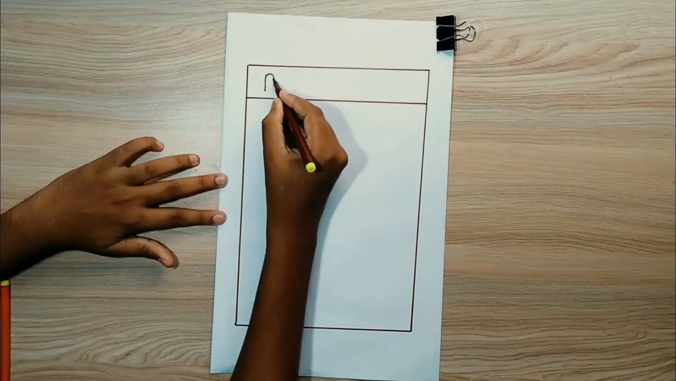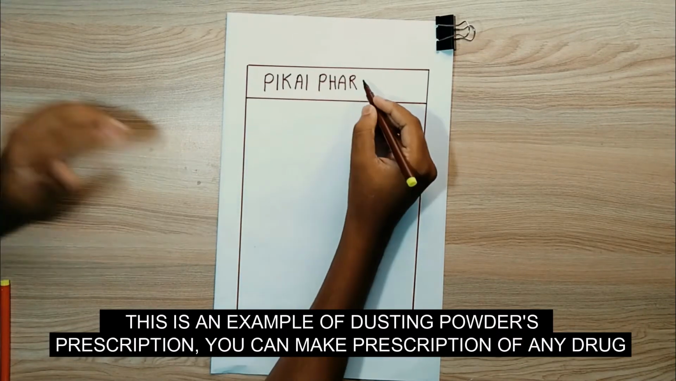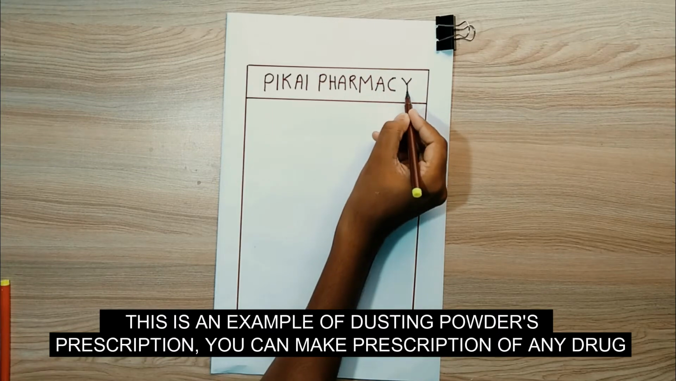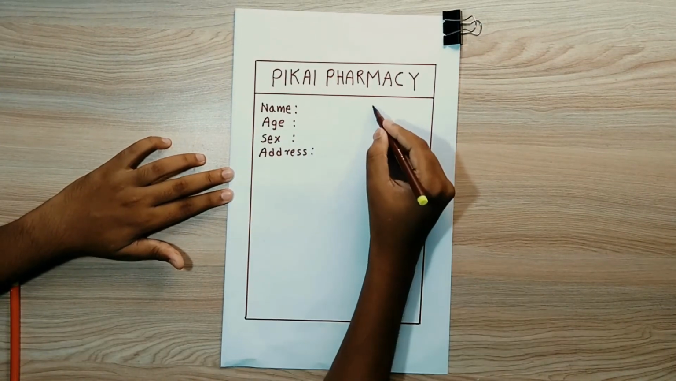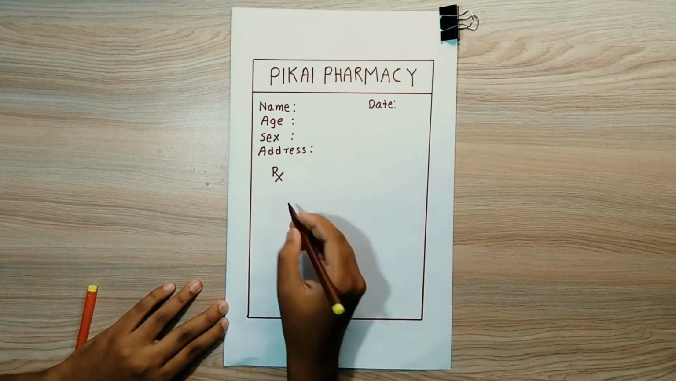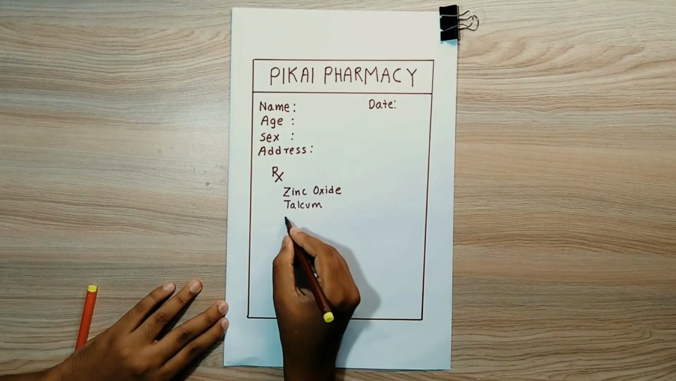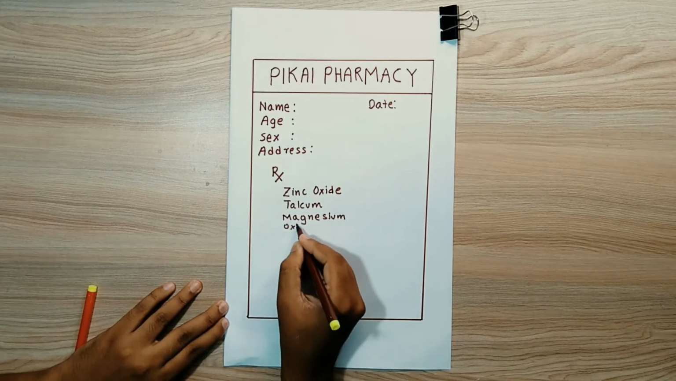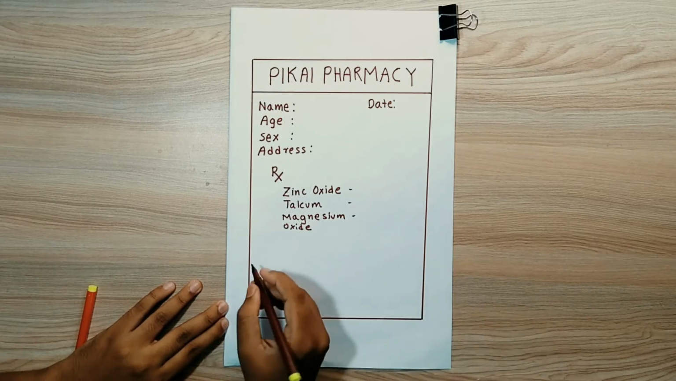Hello, so in this video we're going to learn about the format of a conventional prescription. At the top is the information of the prescriber. Here I wrote Pikai Pharmacy, for example. Next come the details of the patient, then the Rx, and then the ingredients of the drug, like zinc oxide, talcum and magnesium oxide. I will describe each and every entity at the end of the video, so bear with me.